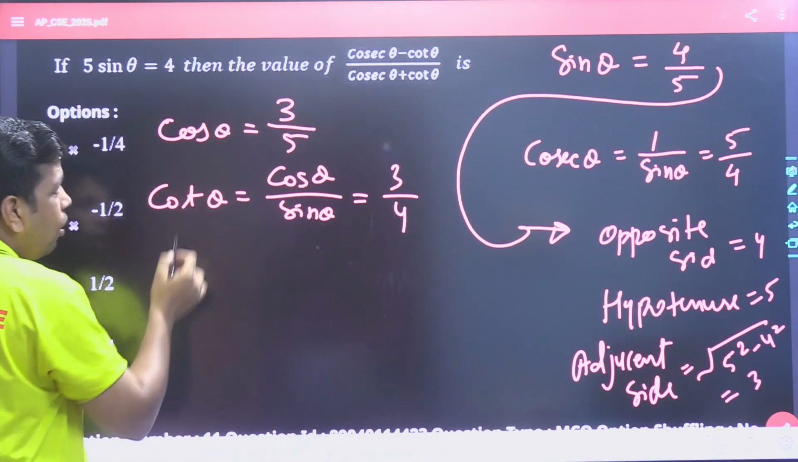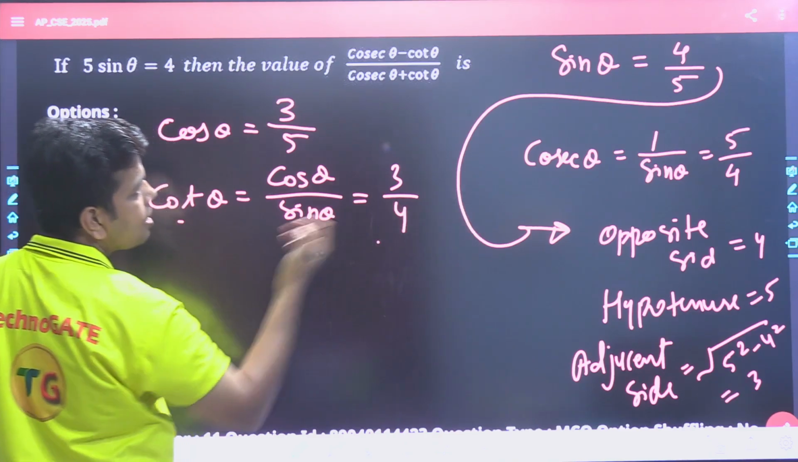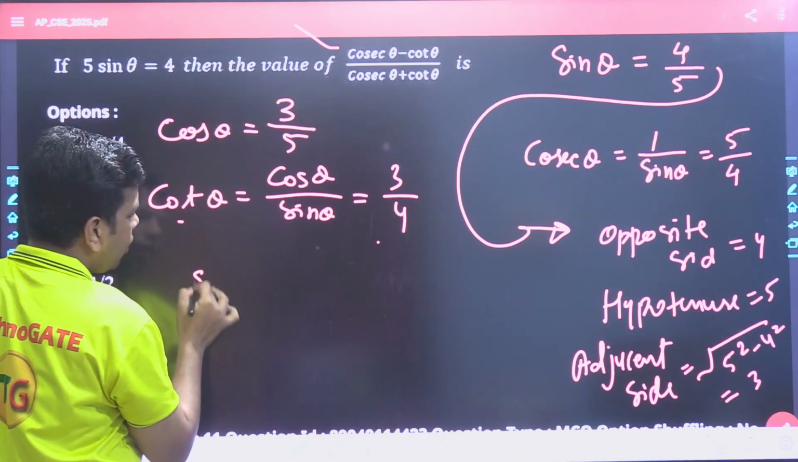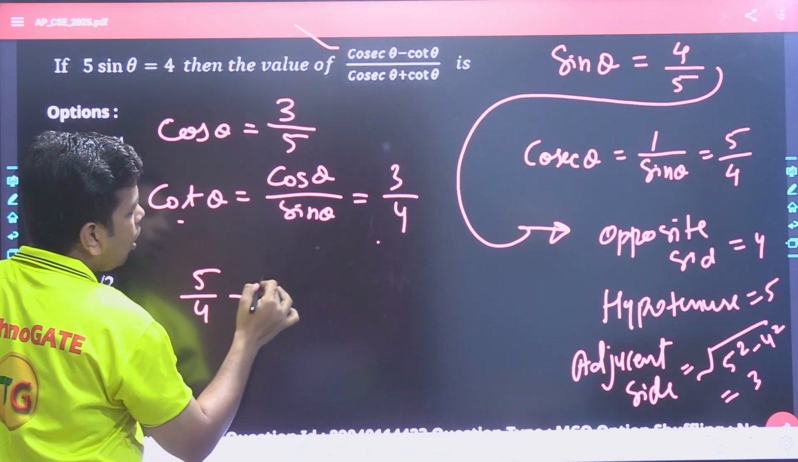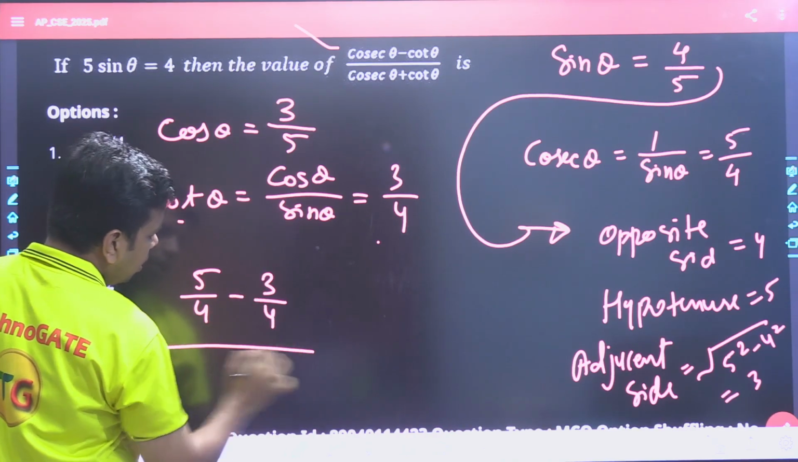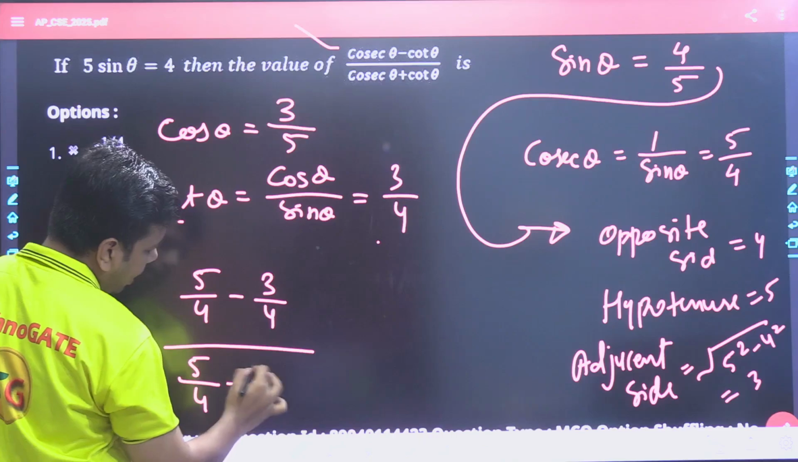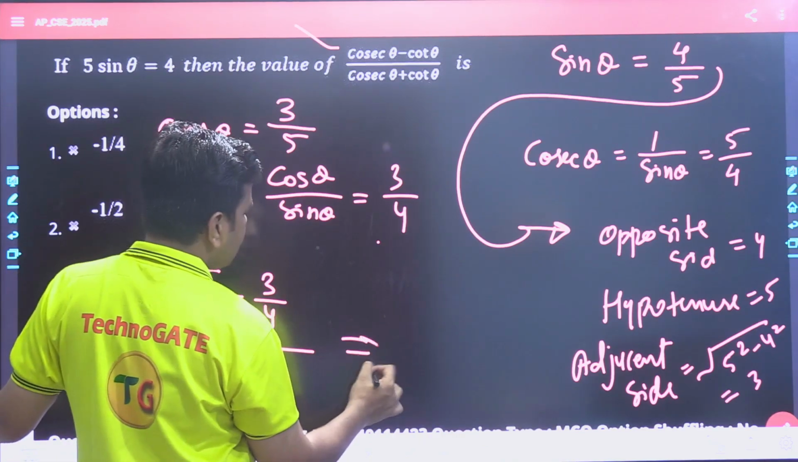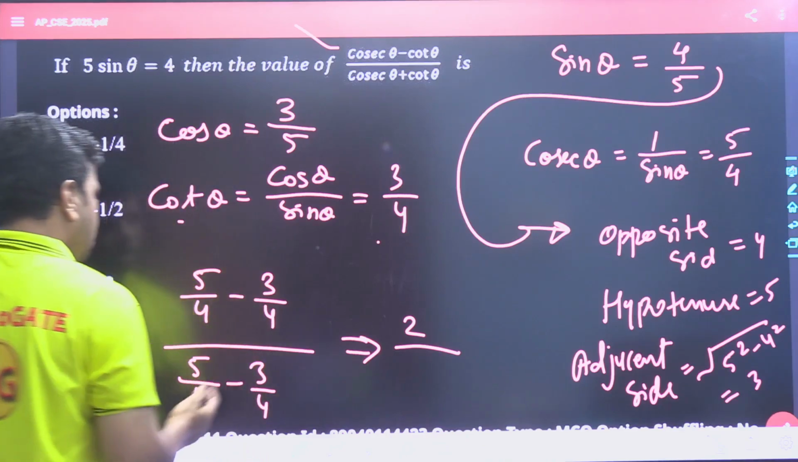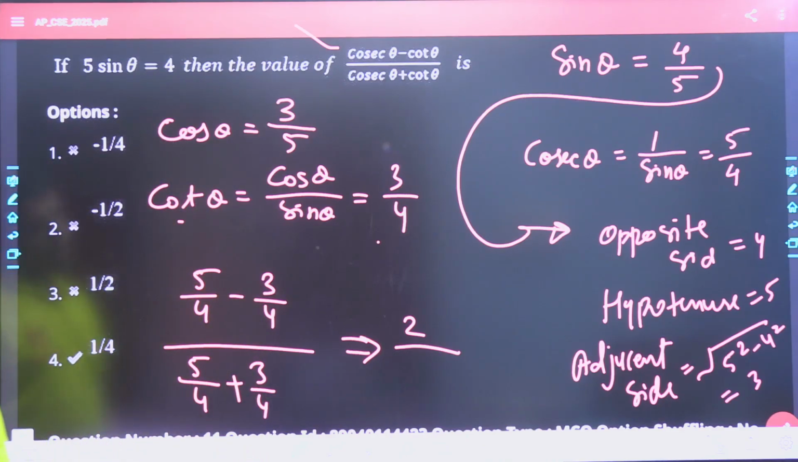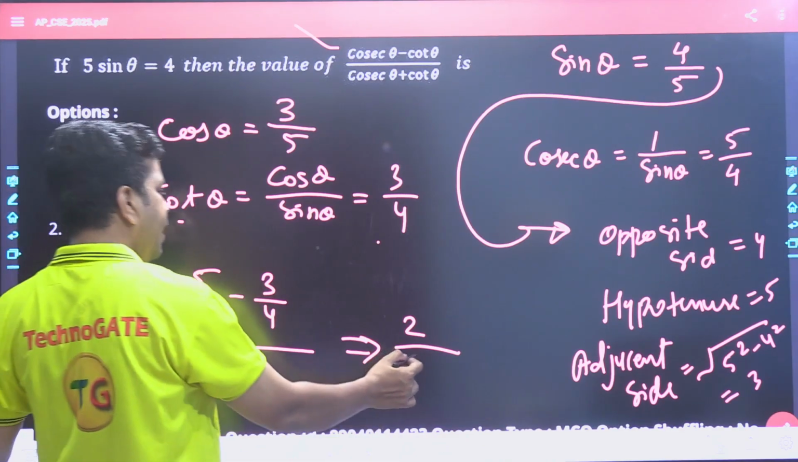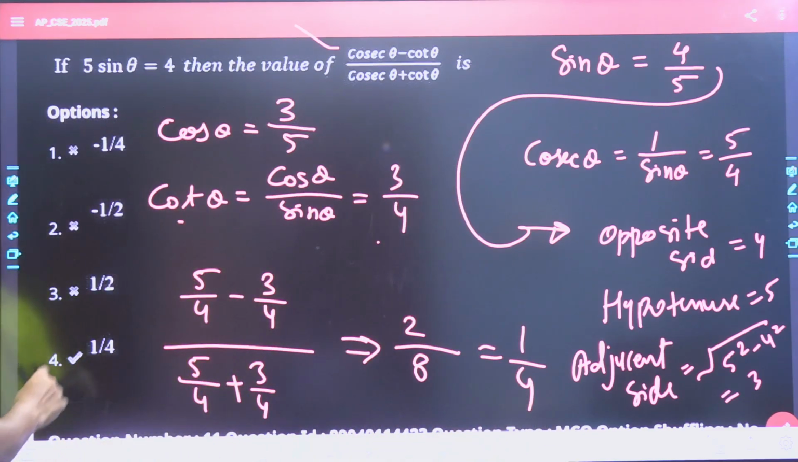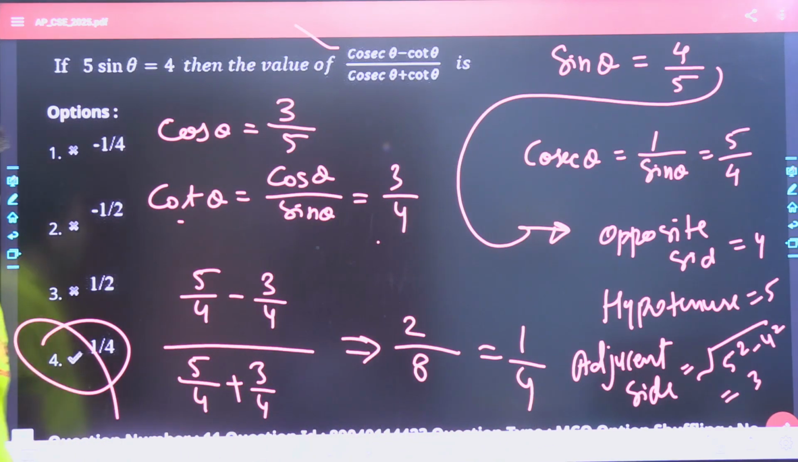Now we have the value of cot theta. Here the value of cosec theta minus cot theta, divided by 5 minus how much? The sum is 8, 4. Answer, 1 by 2.